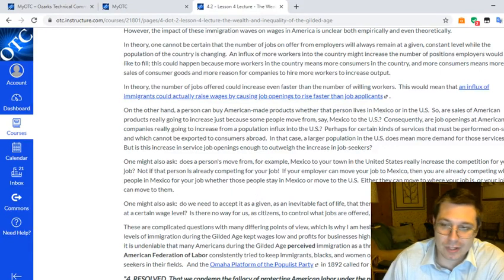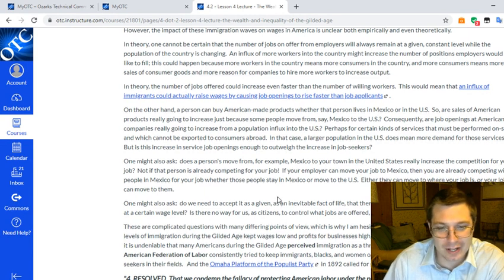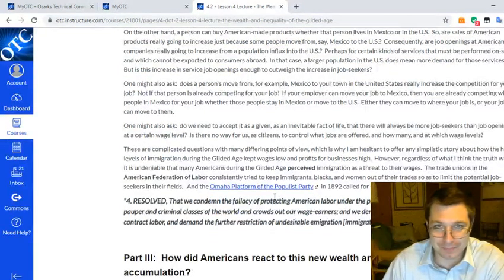However, regardless of what I think the truth was, it is undeniable that many Americans during the Gilded Age perceived immigration as a threat to their wages. The trade unions in the American Federation of Labor consistently tried to keep immigrants, blacks, and women out of their trades so as to limit the potential job seekers in their fields. And the Omaha platform of the Populist Party in 1892 called for stricter limits to immigration.